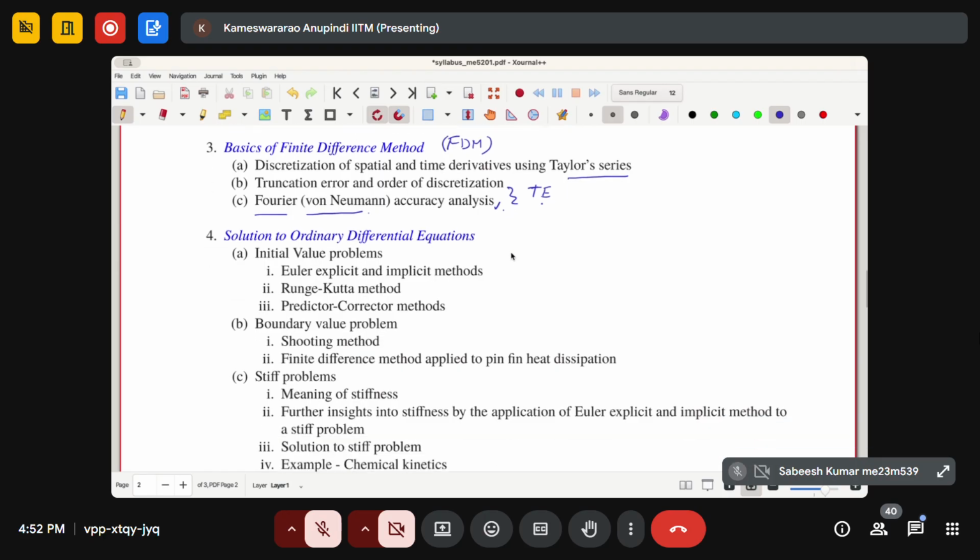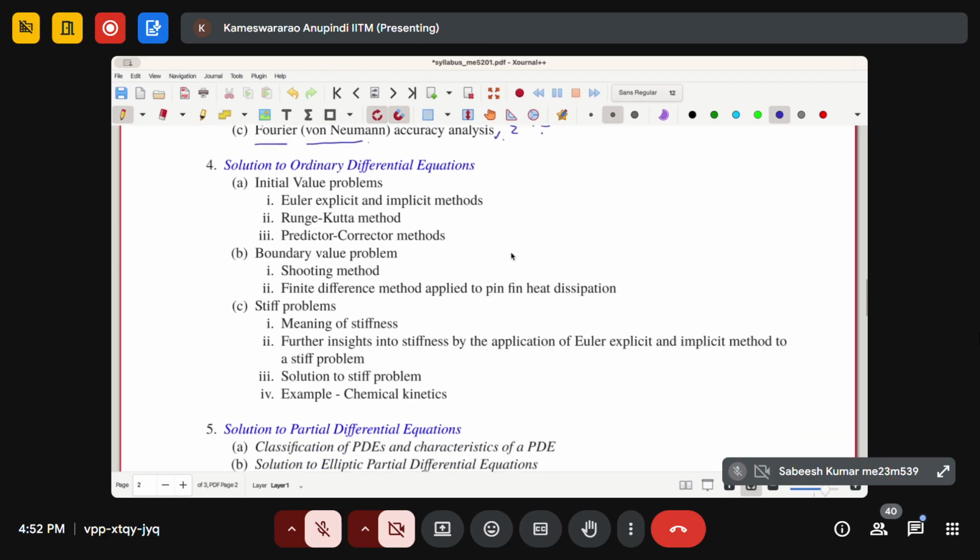Okay. Then we're going to look at the fourth chapter, which is the solution to ordinary differential equations, that is ODEs, in which essentially we're going to look at initial value problems, in which we're going to look at different methods such as explicit and implicit methods, that is either Euler explicit method or Euler implicit method.